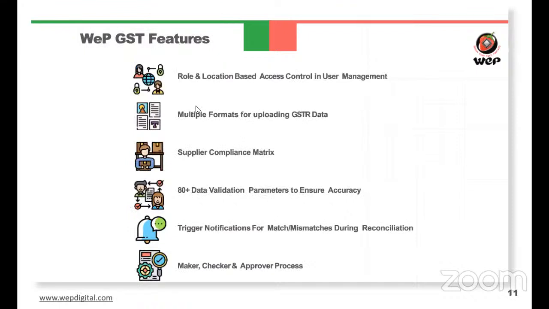Now coming to the roles and location based access control in user management. I will give you one example. Suppose in your company, 10 people are handling the accounts section. You can create an account in the platform for that particular person, and you can also select the GSTNs you want to give to that person. So he will only handle the role which you have given in user management.